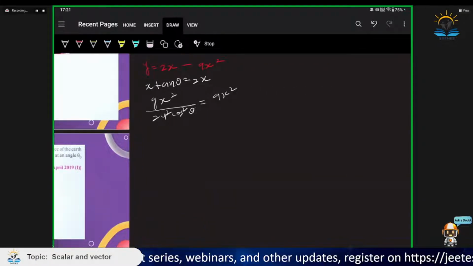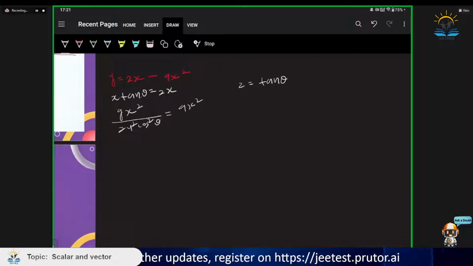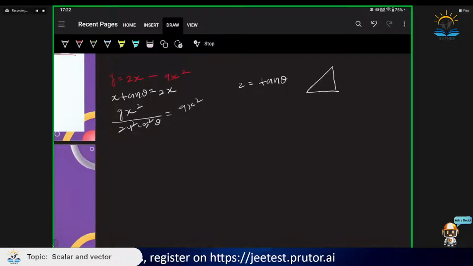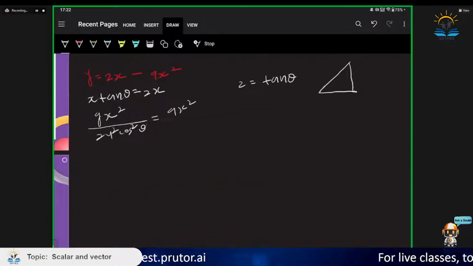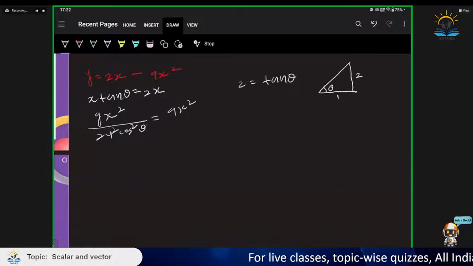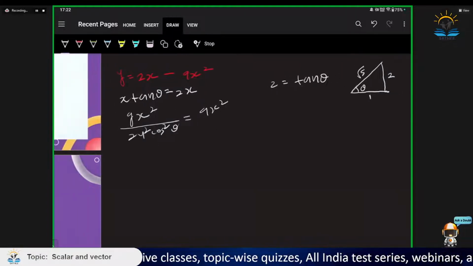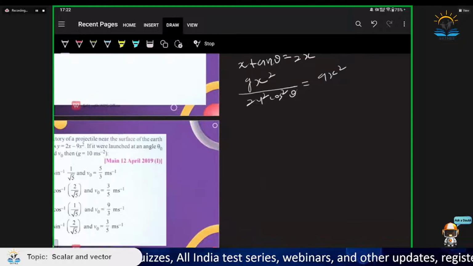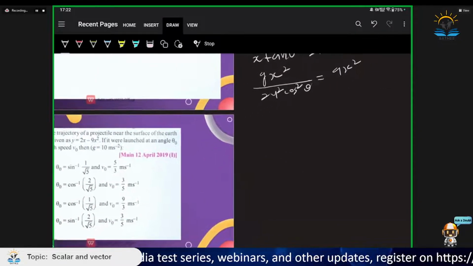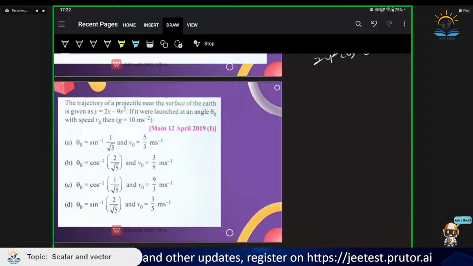So comparing this equation, we will get 2 equal to tan theta. That is, tan theta is 2. Tan theta is 2 means, from the values in the options, I can make out that the opposite side should be 2 and the adjacent side should be 1. Then only tan theta will be 2. So the hypotenuse will be root 5. So the angle will be sine inverse of 2 by root 5 or cos inverse of 1 by root 5. Option C or D will be the correct answer.